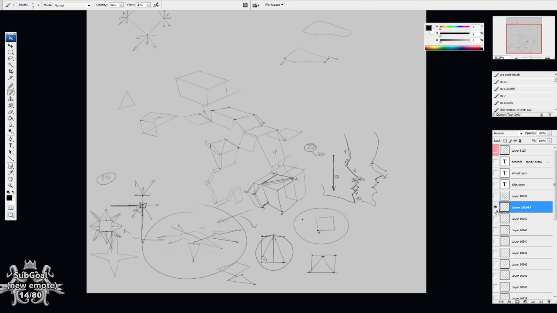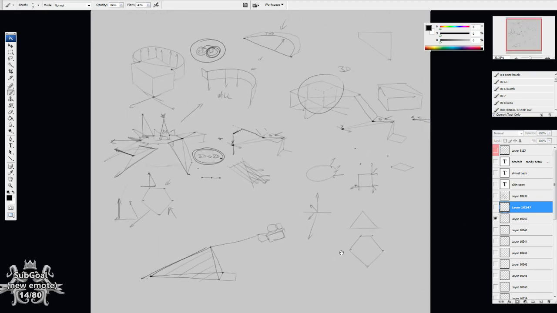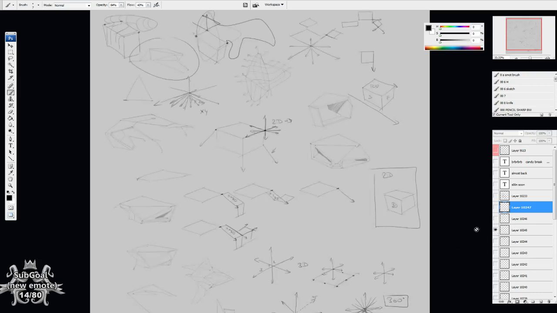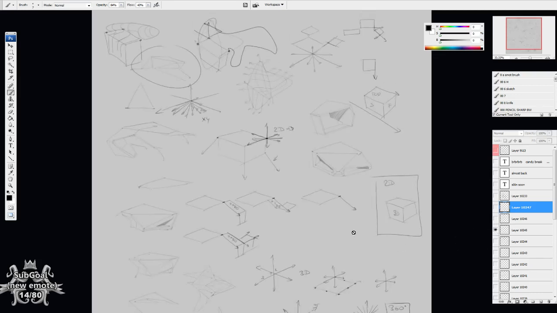But as far as the initial concept goes, it was, where does it go in space? Where does the line go?